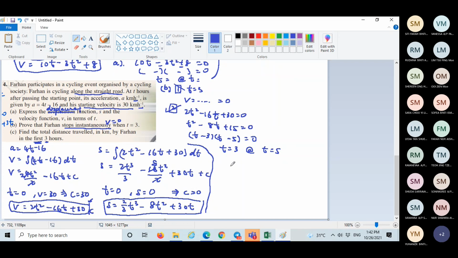So for this journey, in the first 3 hours, the particle didn't turn. In that case, finding the total distance traveled is more simple already. You just have to find when t equals 0, what is the s, and when t equals 3, what is the s, because the particle didn't turn during this duration from t equals 0 until 3. When t equals 0, s equals 0. When t equals 3, I don't have it yet, so you substitute here.